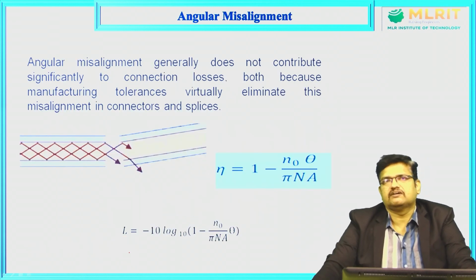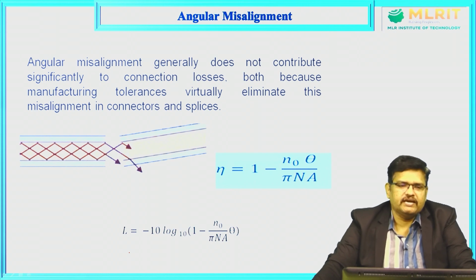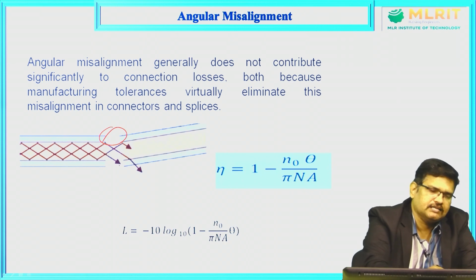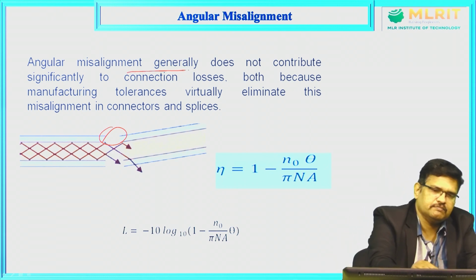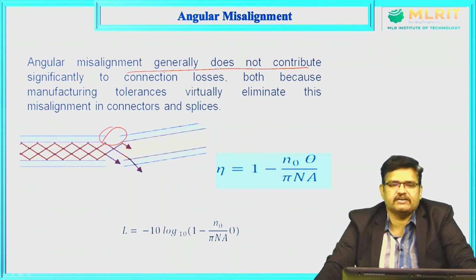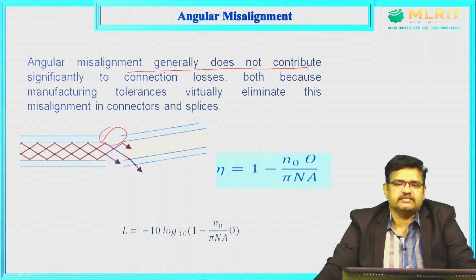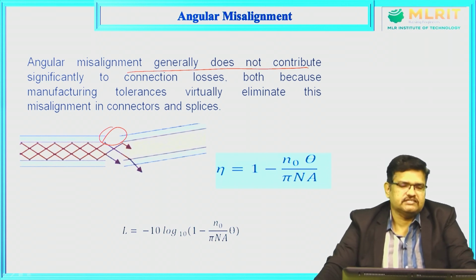Next, another important misalignment is angular misalignment. So what is angular misalignment? Here, one end of the fiber is perfectly joined, but the other end is open. So this will create a significant loss. The misalignment generally does not contribute significantly to connection loss, but because of the manufacturing tolerance, it arises in connectors and splices. So this loss also causes more power loss.